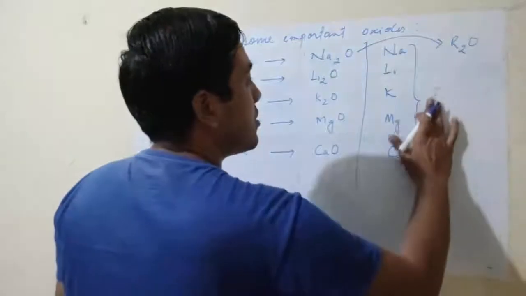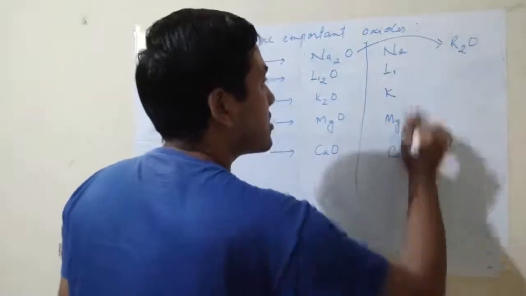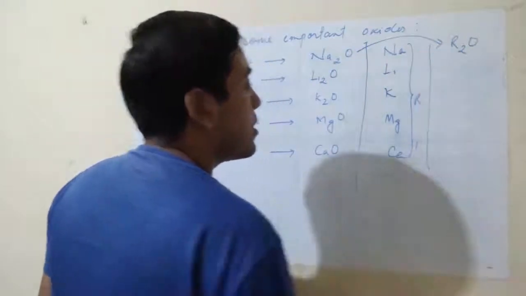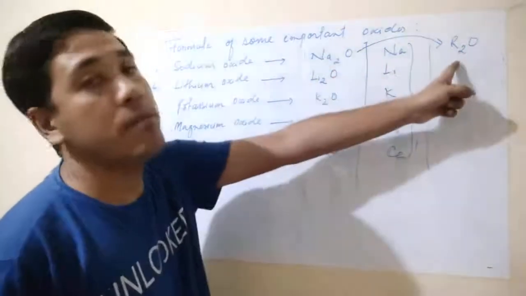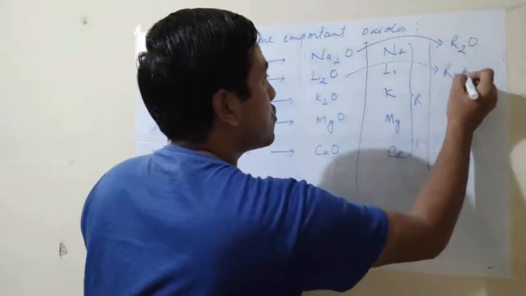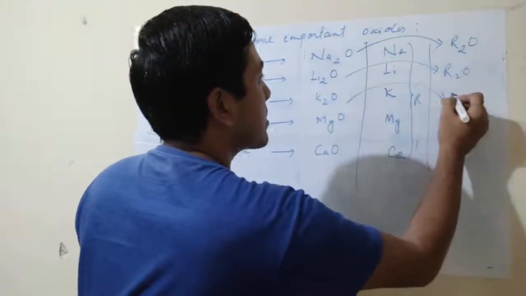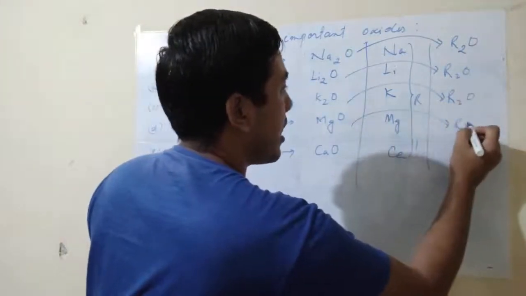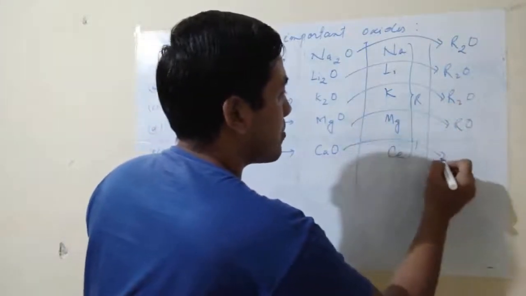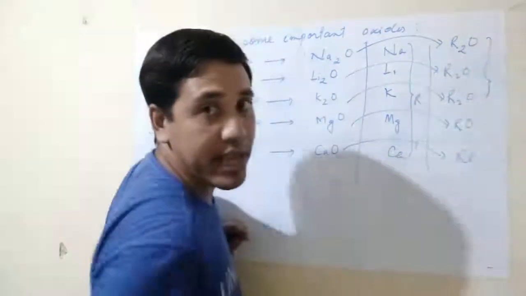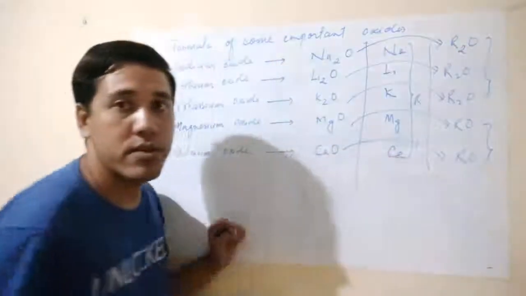If we replace all the metals by R, then look here: sodium oxide will become R2O, lithium oxide will become R2O, potassium oxide will become R2O, then magnesium oxide will become RO, then calcium oxide will become RO. Look here. These three are similar, right? And these two are similar, right?